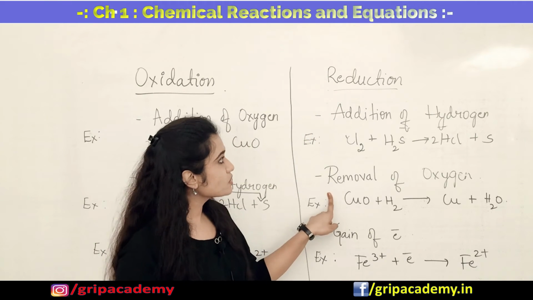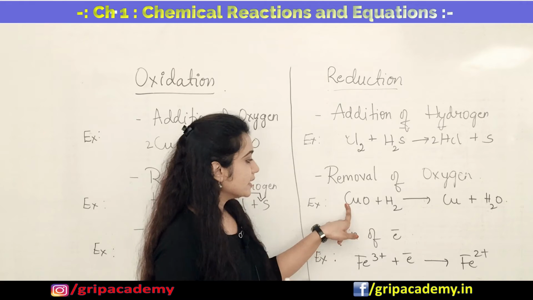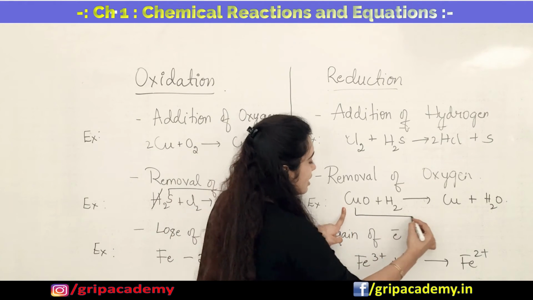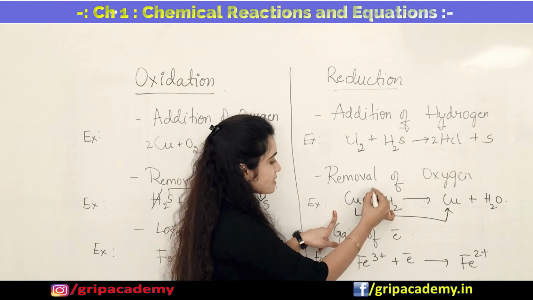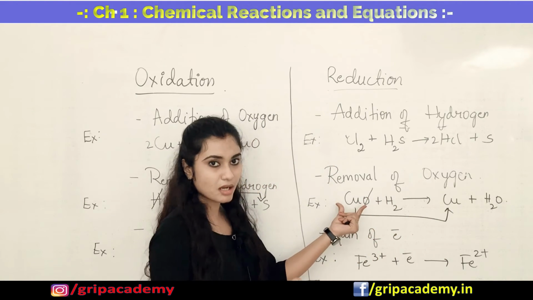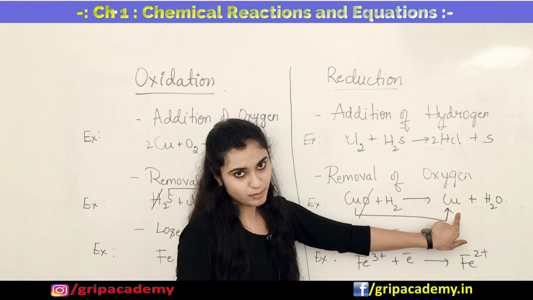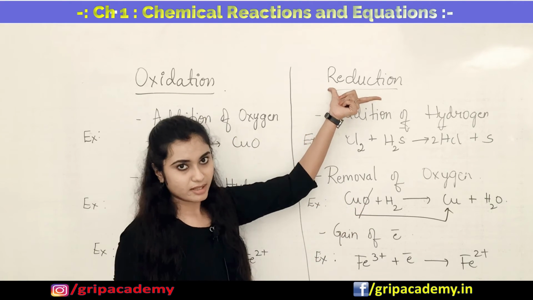Now coming to the second point, removal of oxygen. Here you can see that the copper oxide has been reduced to its copper form, which means the oxygen has been removed from its compound, hence the elemental copper is formed in the product. So this is also a reduction.